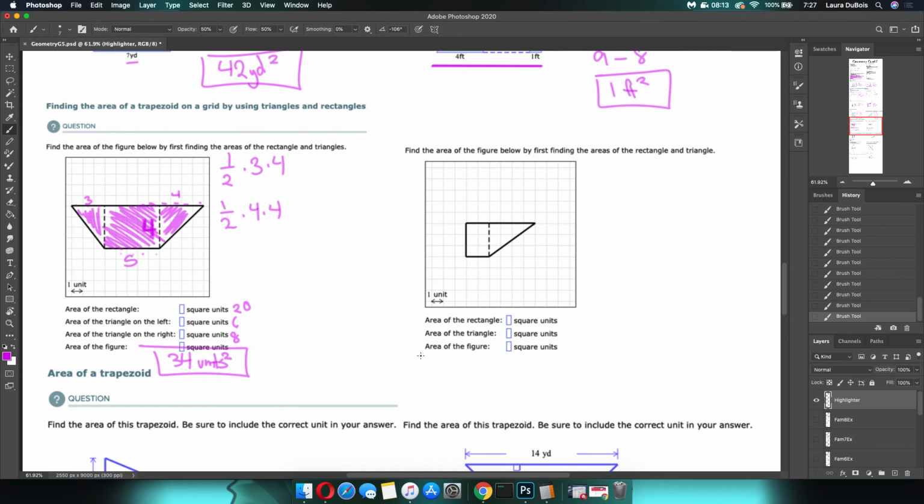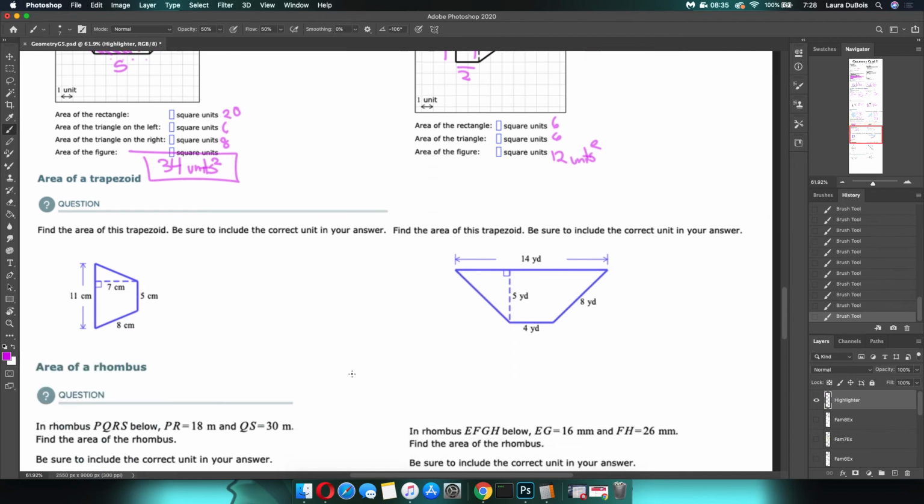Same thing here, area of the rectangle, that is 2 by 3, which is going to be 6. Area of a triangle is 3 by 1, 2, 3, 4 by 4. So that's going to be 1/2 times 3 times 4, which is going to be 6. The total area is 6 plus 6, which is 12 units squared. So far, so good. Keep a little bit going.